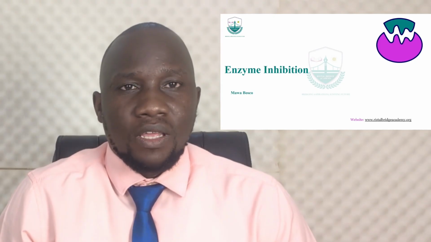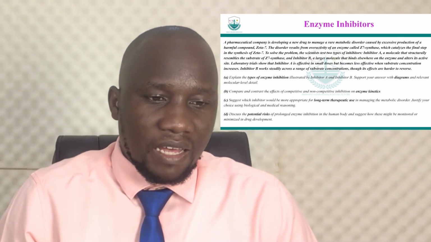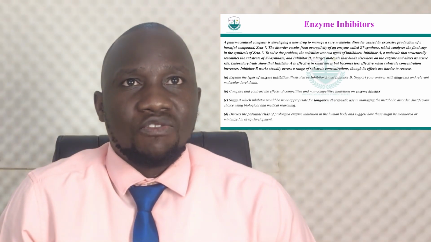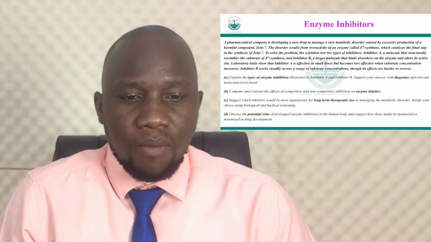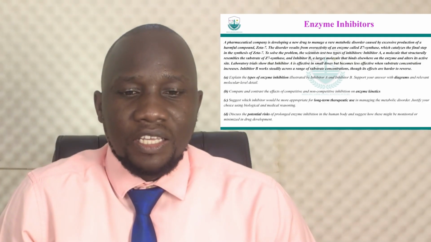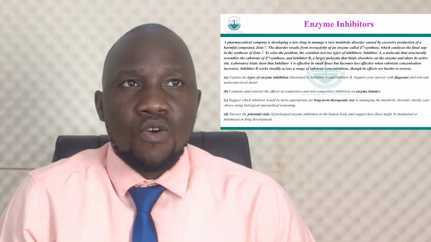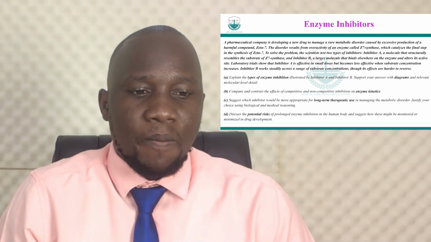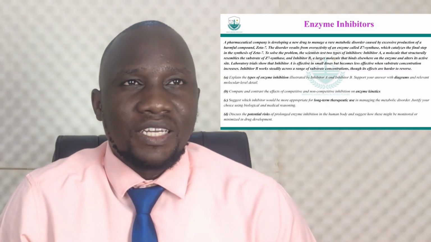So we start by looking at this scenario. In this scenario, what we basically have is a pharmaceutical company that is developing a new drug to manage a problem. This is a rare metabolic disorder that is caused by an excess production of a compound. And that compound is zeta-7. So we shall call that compound zeta-7.